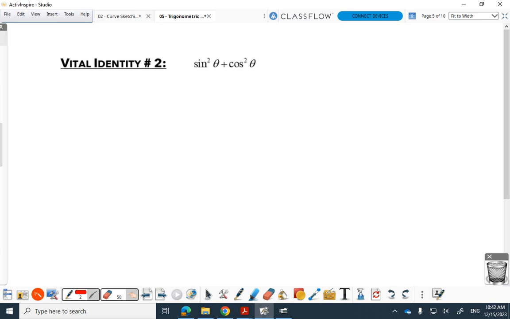Todd. Where's Todd? Sine squared, apparently some magic's going to happen here. Apparently sine squared theta plus cos squared theta is something all the time. Get ready. But don't let me get away with it. Don't just write it down and go, I guess Mr. Todd says so. Make sure you follow the steps.